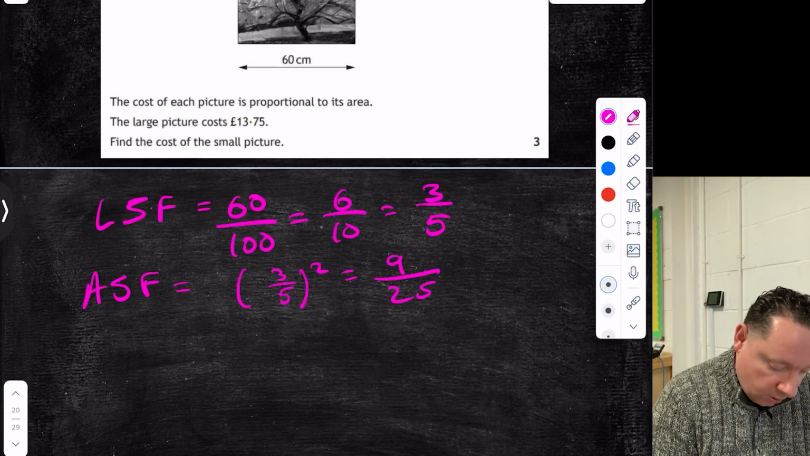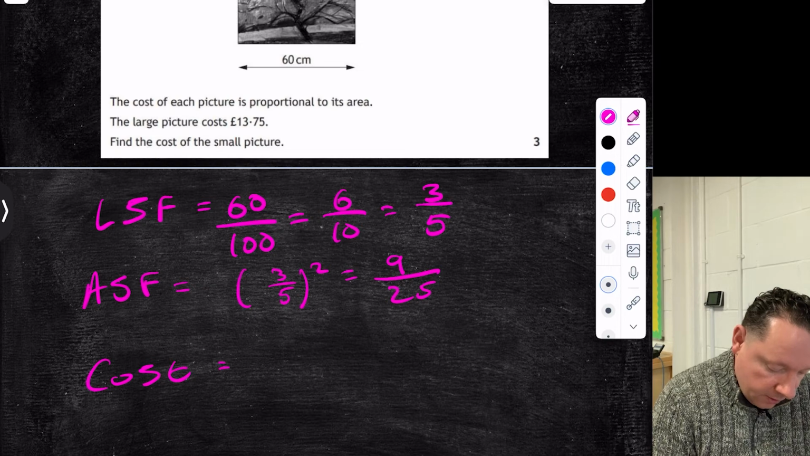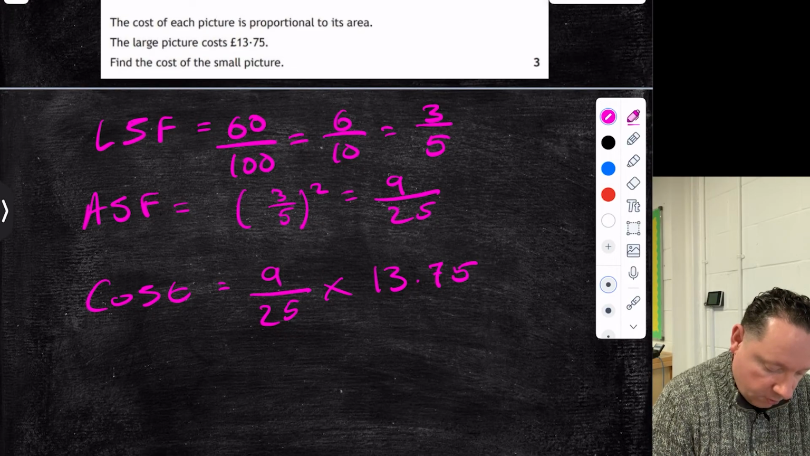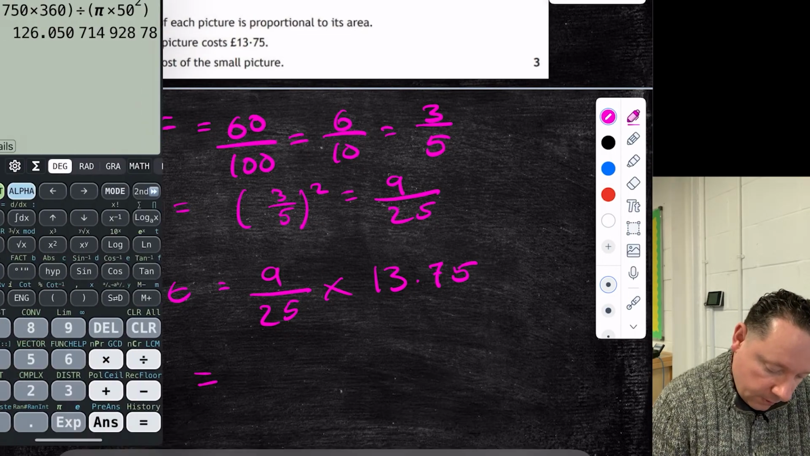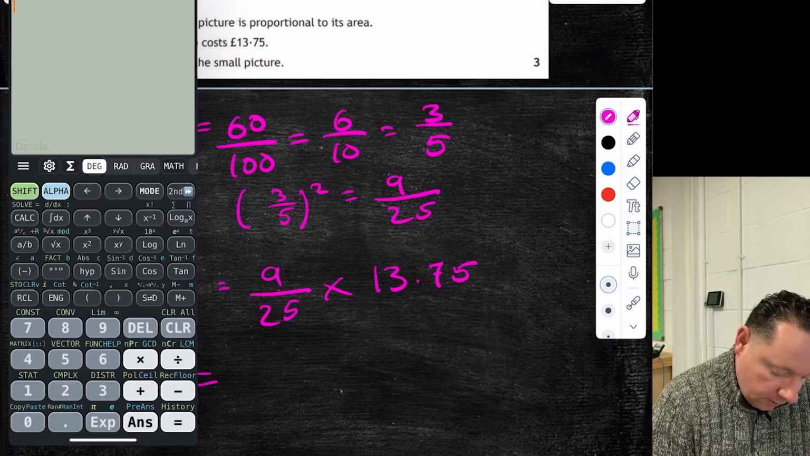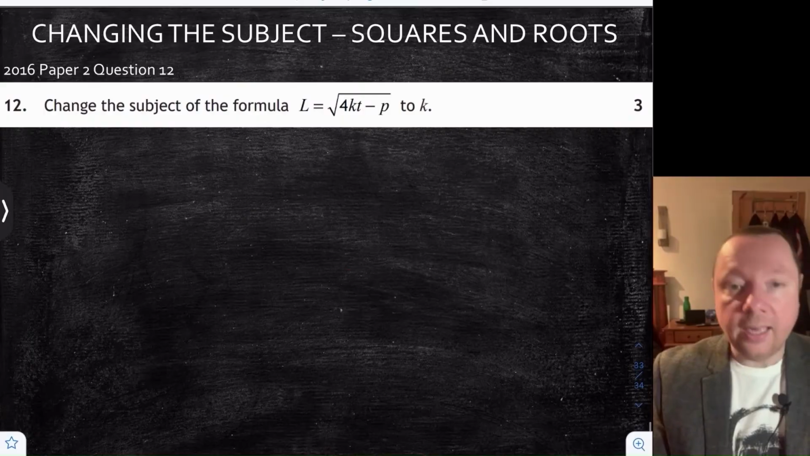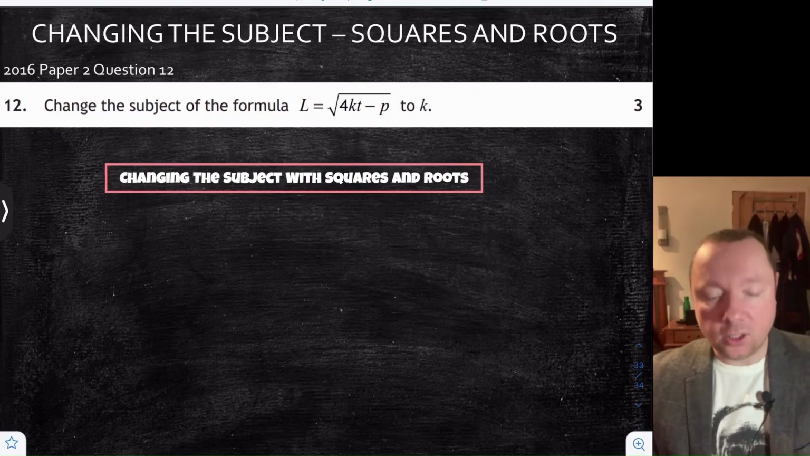So then that means that our cost is simply 9/25 of £13.75. So I'll just get my calculator and work that out. 9 divided by 25 times £13.75 is £4.95. And we're done there. Okay, changing the subject, but when there's squares and square roots involved.